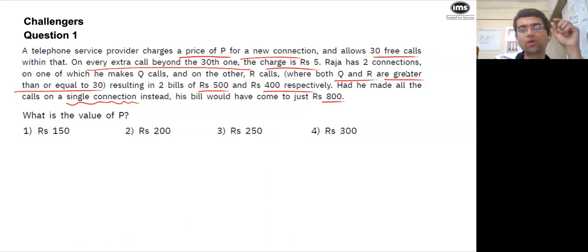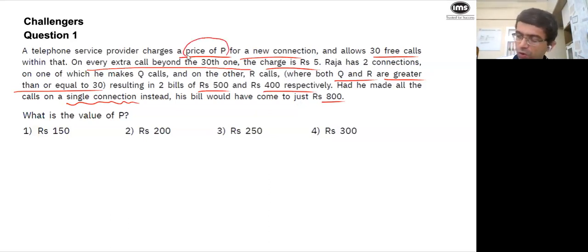So imagine the scenarios. He has 2 connections. On one, he makes Q calls, pays certain charges. R calls, he makes certain charges. If he had a single connection, or if he would have made all the calls from one connection, he would have just paid 800. What is the value of P? Next question says what is the value of Q? Next one says what is the value of R? Let's see how the equation is going to become.